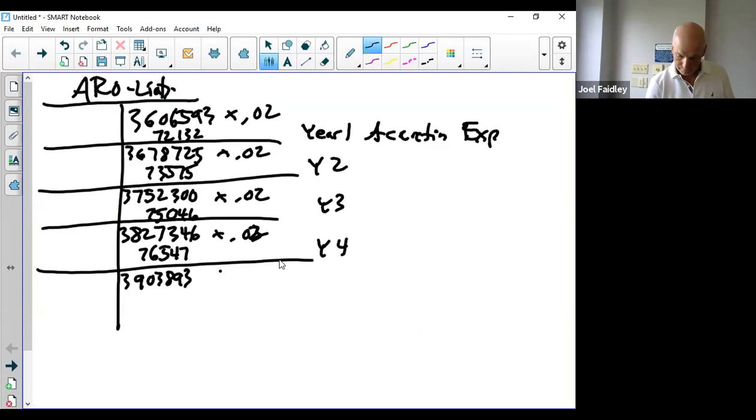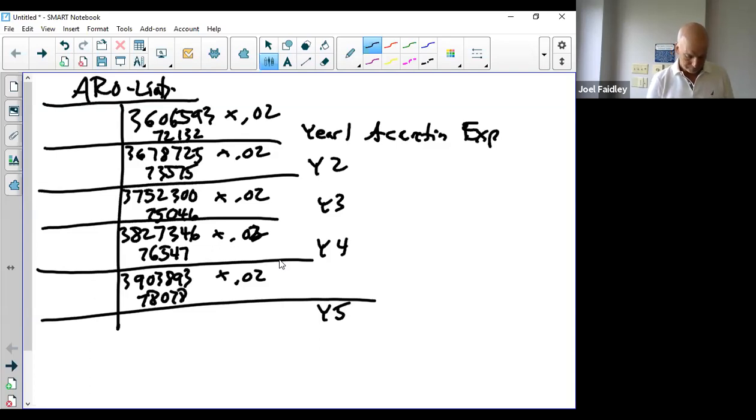Year 4, and then year 5 is our last year we're going to do this, right? That accretion expense is going up every year, isn't it? Yep. So there's my balance. You know, why are you doing this, Joel?